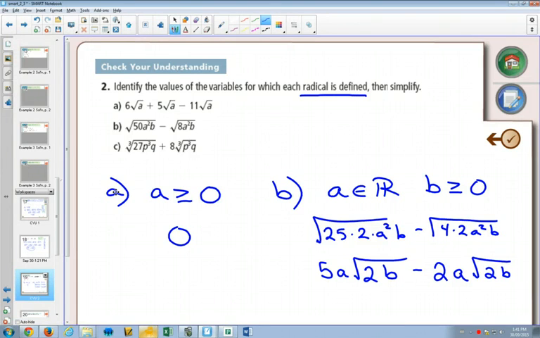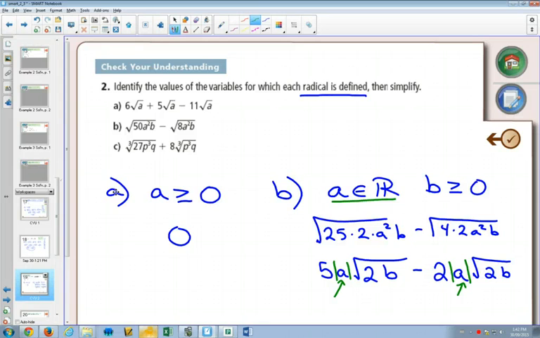Now if you want to be really technical, since a is any real number, that means that when I pull out this a here or here, it could be a positive or a negative number. But the rule that we learned, that the square root of a number is always positive, so in order to show that, we need to add absolute value bars around that a.